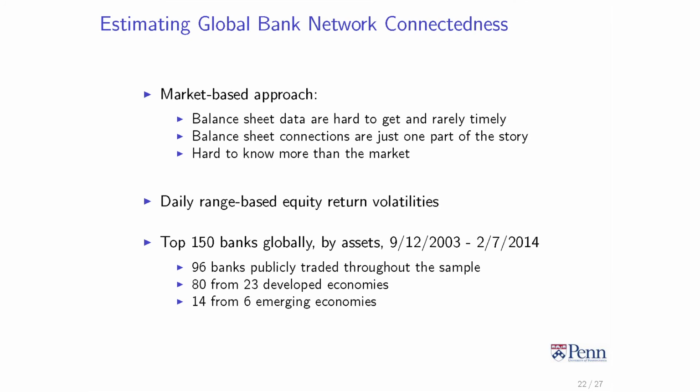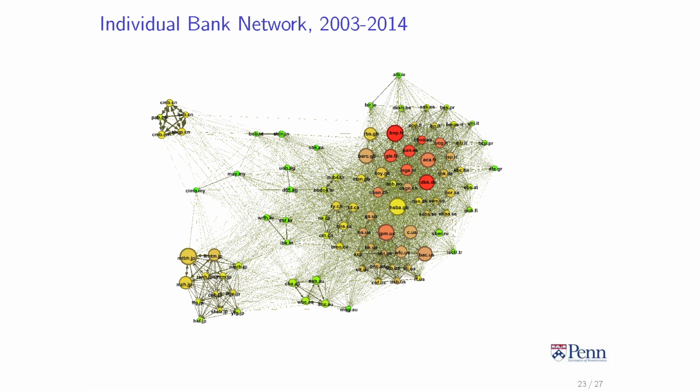I already mentioned the range-based realized vols and 96 banks. It is 96; 80 plus 14 does not add up. I just noticed that earlier this morning, so I have to check the paper. But it's a total of 96 banks, well represented all over the world, 23 developed economies, 6 emerging economies. All right. So you probably can't read this from where you're sitting, but I can tell you.